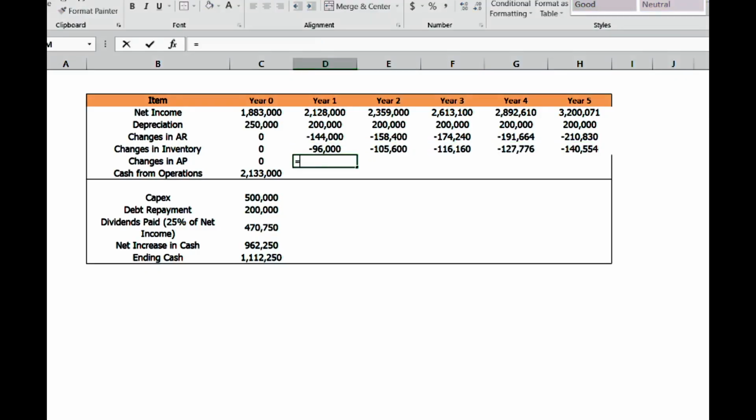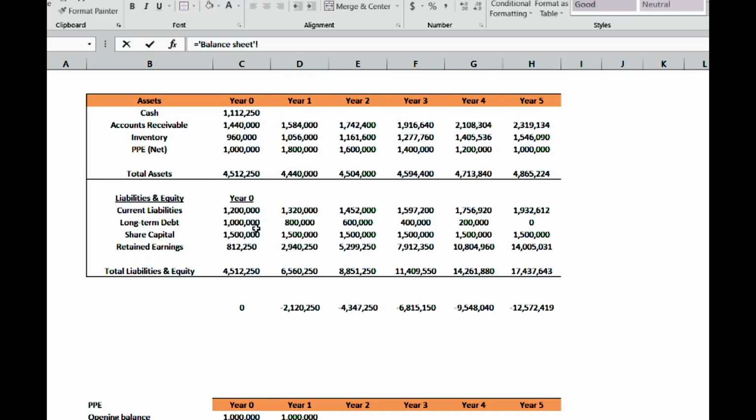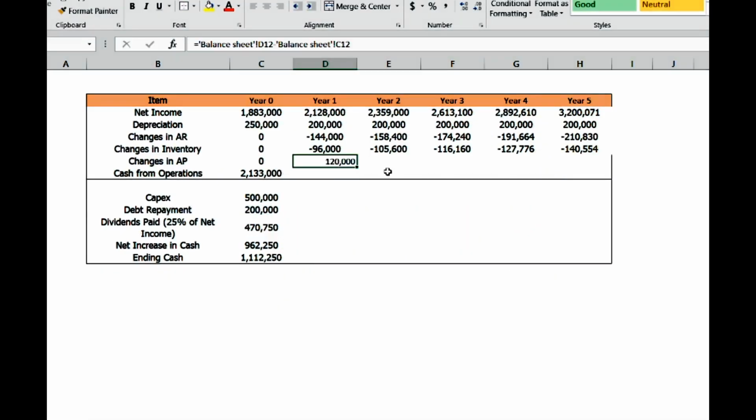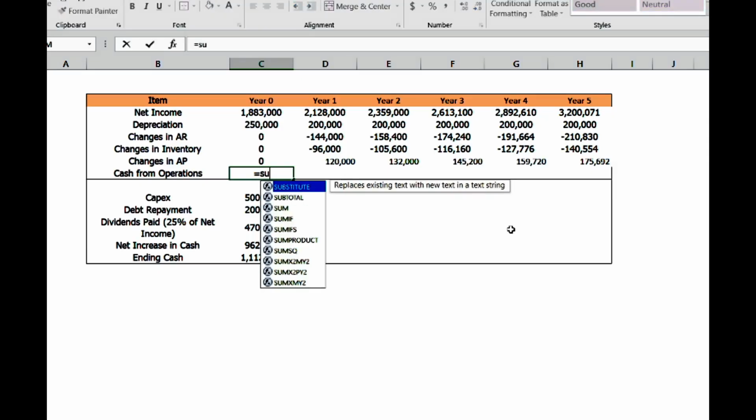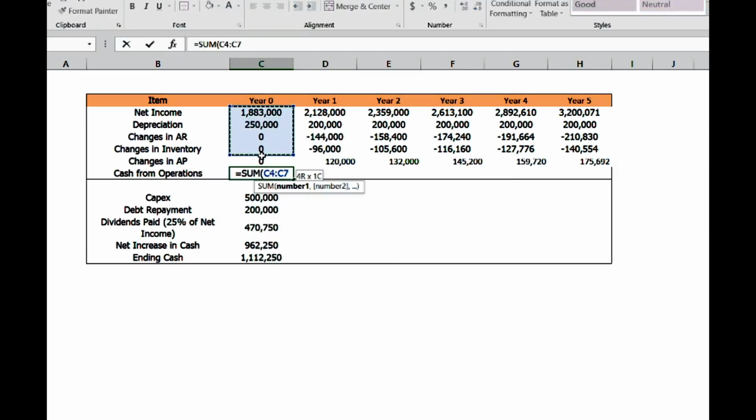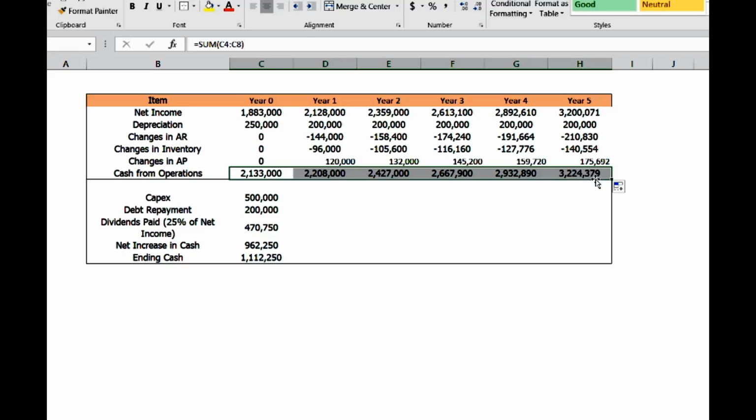Then the changes in the account payable. Just looking at account payable, that is current liabilities. You can see there is an increase in the account payable or current liabilities throughout the years. So it has a positive impact. So I'm doing the formula year 1 minus base year, and it comes as a positive impact in the cash flow statement. So now the cash flow from operations. I'm putting the sum here from here to here. Again I'm applying this throughout the period.